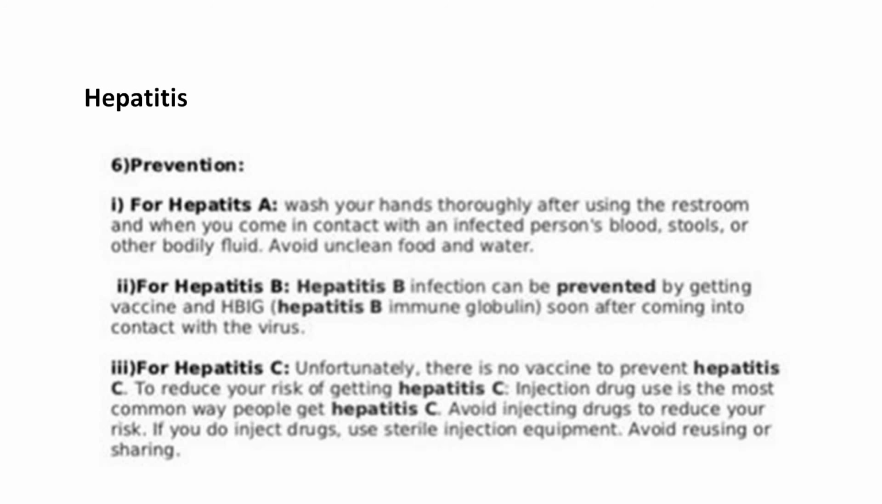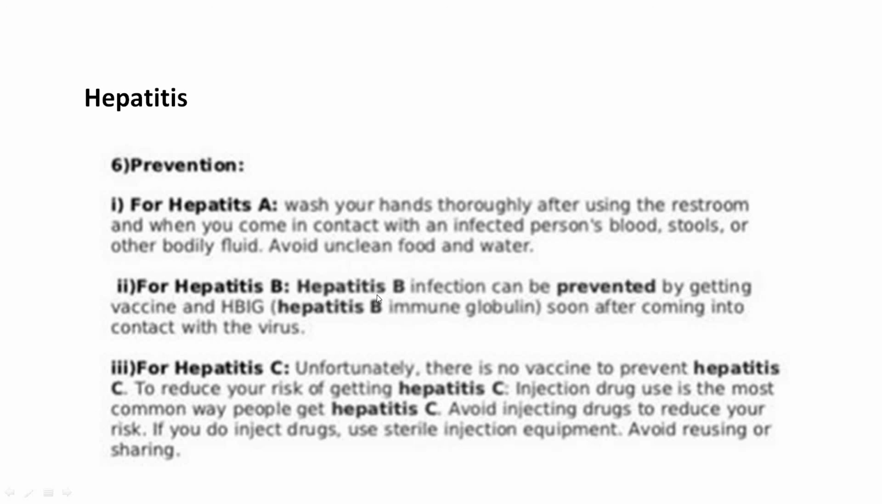So, coming to the prevention of hepatitis. For hepatitis A, wash your hands thoroughly after using the restrooms, and when you come in contact with an infected person's blood, stools or other body fluids. Avoid unclean food and water, as the hepatitis A virus is entering from one person to another through body fluids.